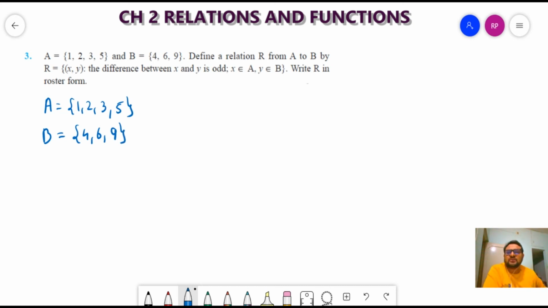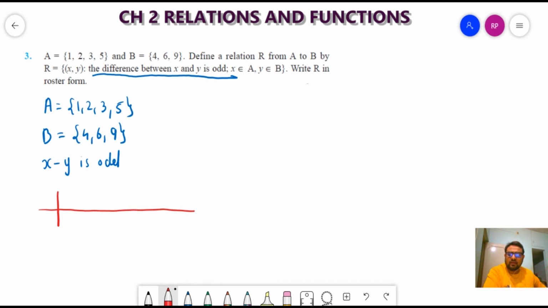Now define the relation R from A to B, (x, y) such that the difference between x and y is odd, right? The relation R is from A to B. Now it is such that x minus y is odd. Clear? So let's take the values of x. Which values can I take of x? 1, 2, 3, 5.